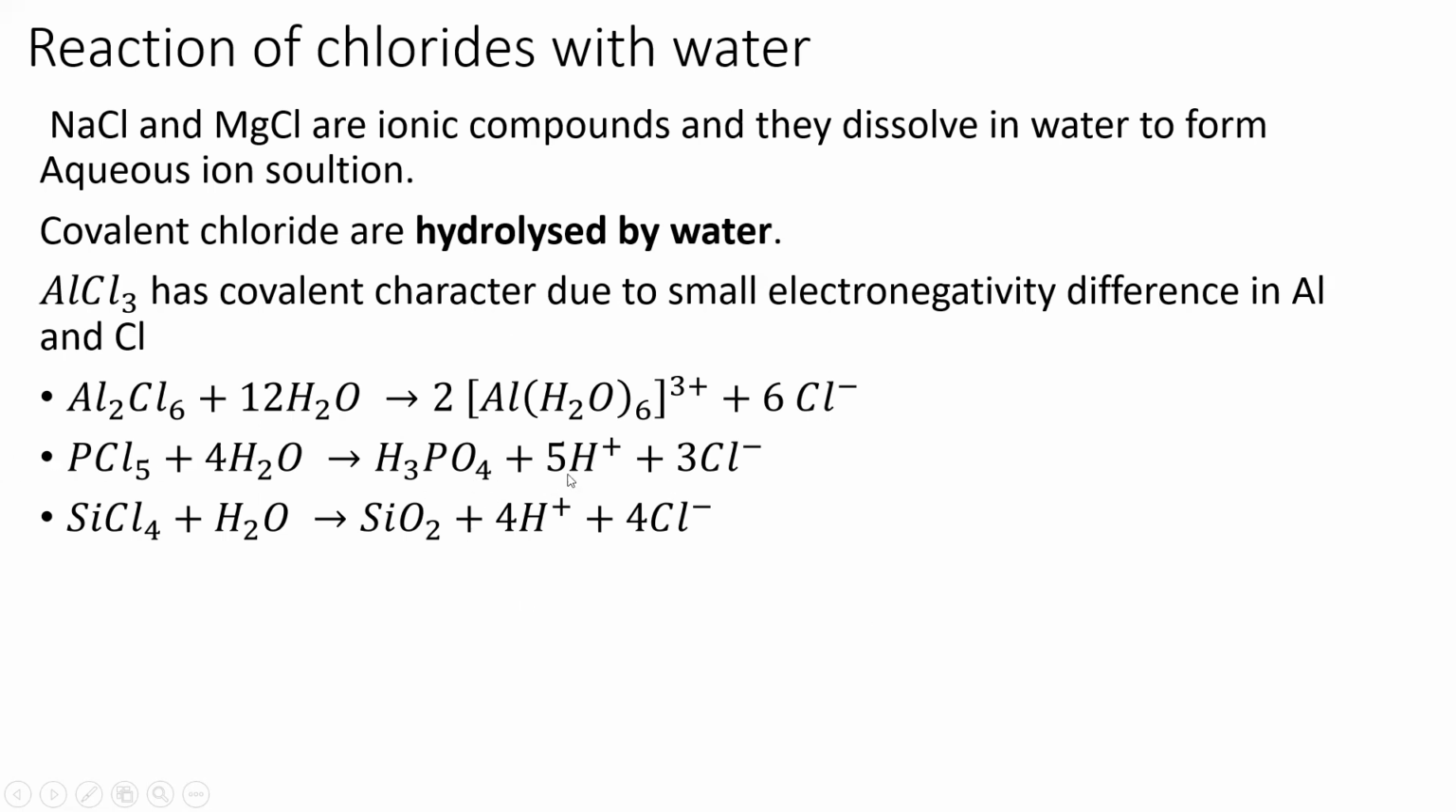It's pretty straightforward. You can write 5H. This is supposed to be 5, not 3. You can write it as 5HCl or 5H+ and 5Cl-, or you can just write it as 4H+, 4Cl-, or 4HCl. However, I prefer to write it like this, but you can write it in any way that you like. For aluminum, just remember Al(H2O)6 3+ is the salt that's produced.